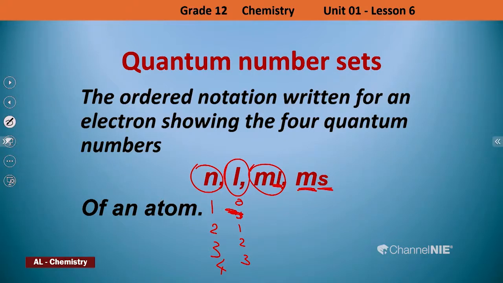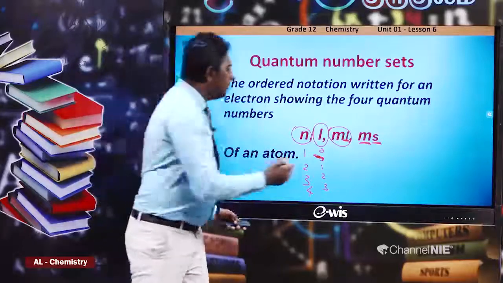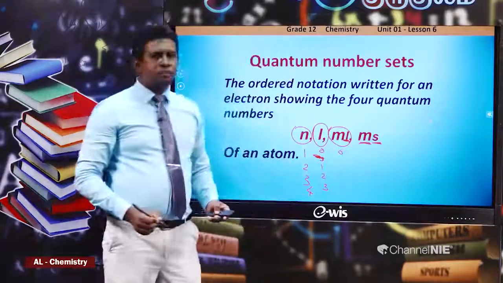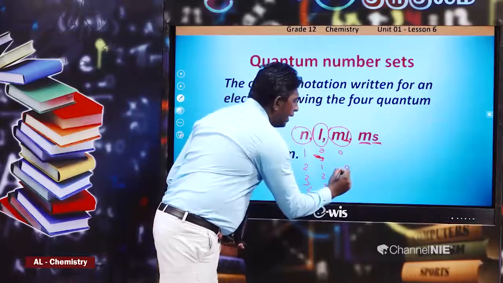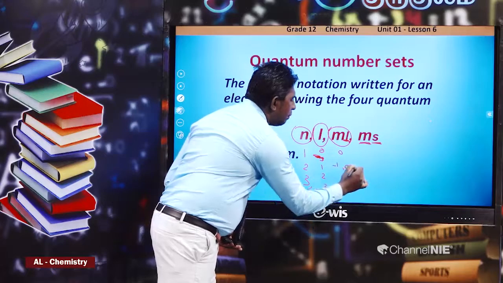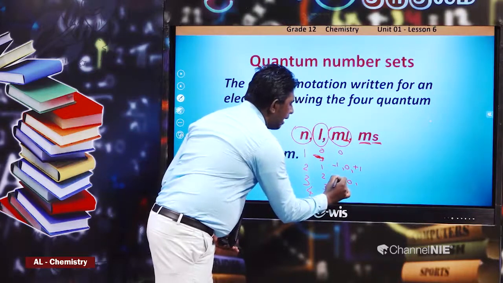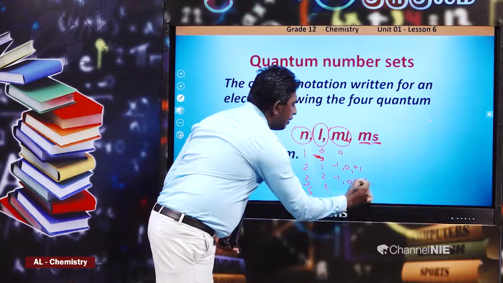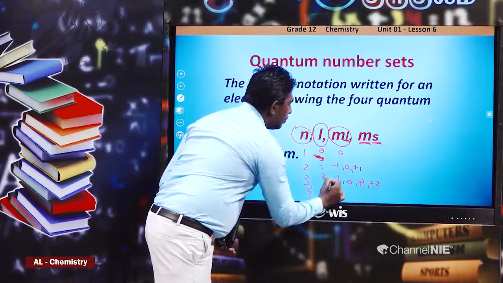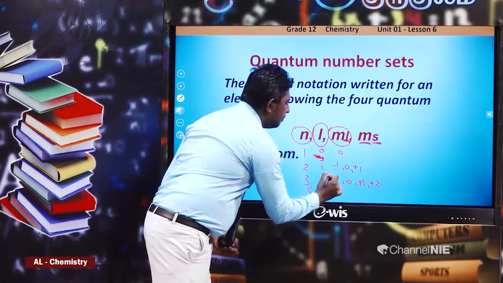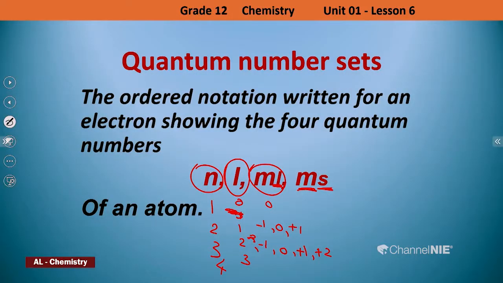So then m_l takes values accordingly. If it's an s subshell, then only one atomic orbital you find, so you would have 0. If it's a p, it could be either 0 or minus 1 or plus 1. When it's a d, it could be 0, minus 1, plus 1 and so on accordingly. You have already found that out. I'm not going to make it more complex. So it's either plus half or minus half based on the spin direction. That's what you have got.